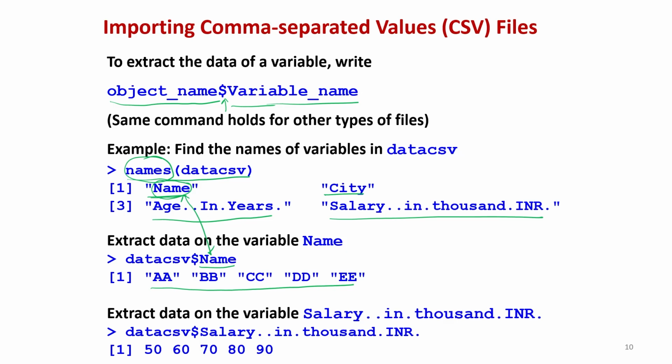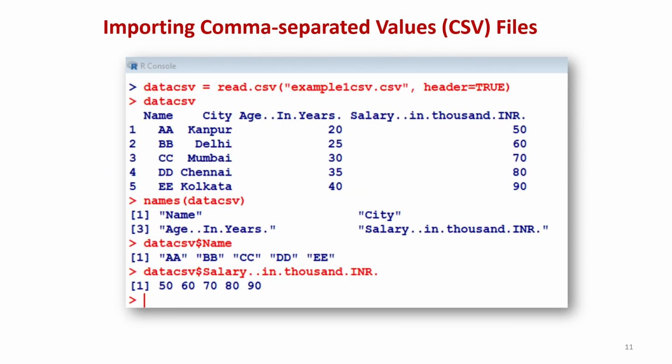Now if you want to get the data on salary, the name of the salary column here is like this. You can see here, salary in 1000.INR. So there is a chance that if you try to type this statement as a name here, then you may make a mistake. So better is to just copy it and then paste it here with data CSV dollar, and you will get all these values without any problem. You can see here this is the screenshot of the same operation, right?